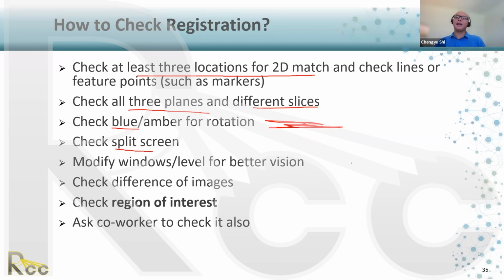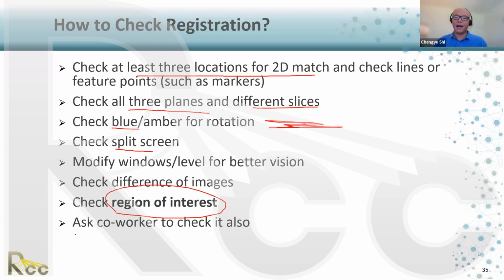Use the split screen to double check both modalities, and adjust the window level for better vision. Lung, pelvic, liver, and brain are different, right? Check differences of the image. That means one image minus another, and see where there are differences. And check the region of your interest.